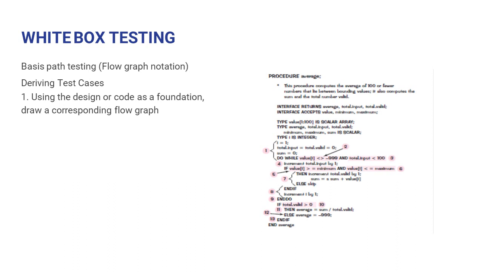Using the design or code as a foundation, draw a corresponding flow graph. A flow graph is created using the symbol and construction rules. Now, we will see the corresponding flow graph for these PDL statements.